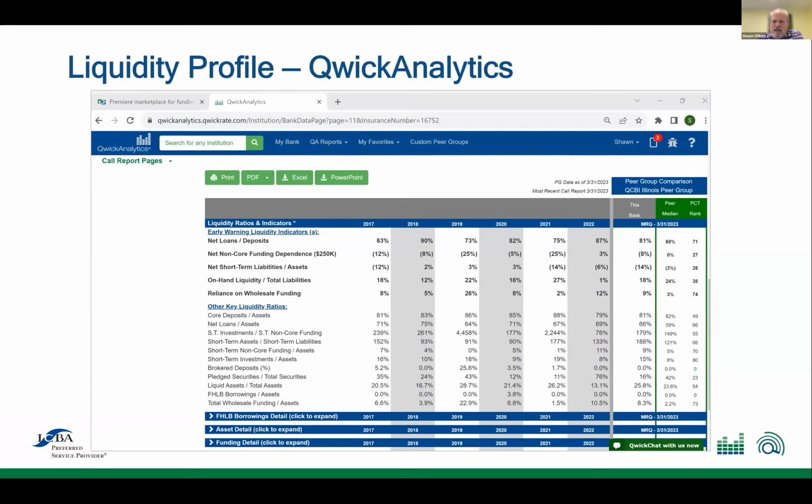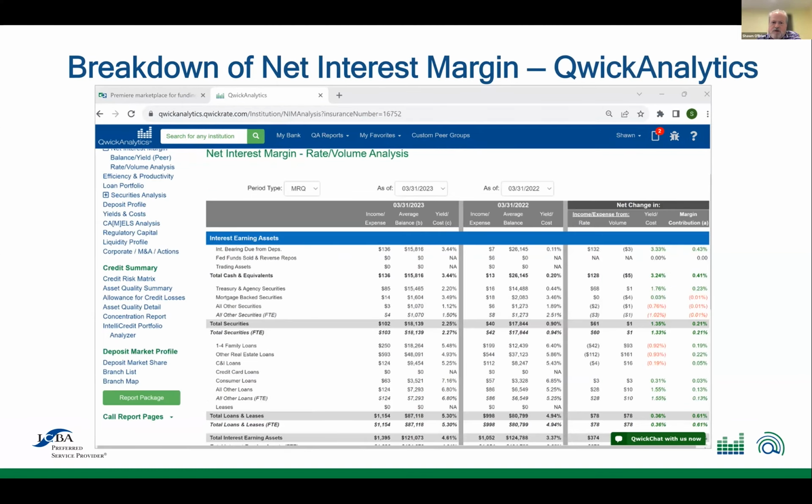Certainly QwickAnalytics has some tools to help. We do have a liquidity profile for any of those who have QwickAnalytics. You can monitor some of the ratios that your regulators might be monitoring. We'll calculate these for you on a quarterly basis. These do come from an OCC director's toolkit, but they'll give you a sense not only of where you are, where you're trending, but how those compare with peers.